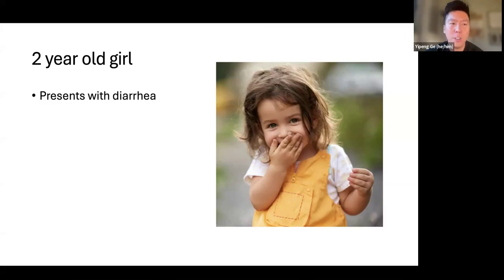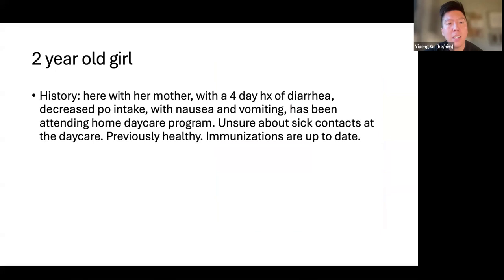So here's a 2-year-old girl. She presents with diarrhea. The history is that she's here with her mom with a 4-day history of diarrhea, decreased oral intake with nausea and vomiting, and has been attending a home daycare program. We're unsure about any sick contacts at the daycare. She's previously healthy, and her immunizations are up to date.